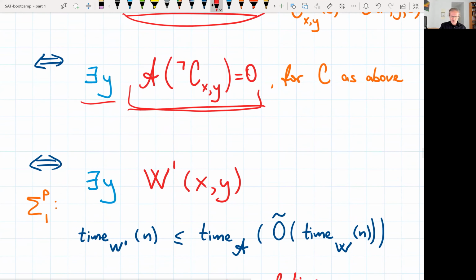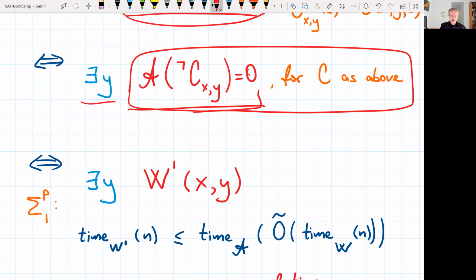And I can think now of this part after the existential quantifier over y as a polynomial time algorithm, which only depends on x and y. I call this new algorithm W prime, and the W prime will be exactly this. Okay, so W prime will take my input n, will construct the circuit C, and then we'll plug in x and y into the first two inputs of that circuit, and then we'll run the satisfiability algorithm on the resulting circuit C sub xy, actually on the negation of the circuit.